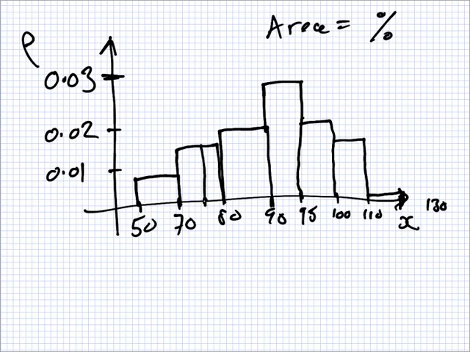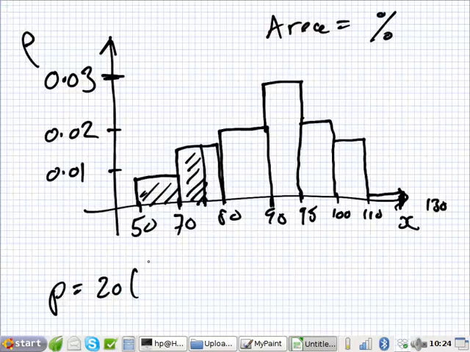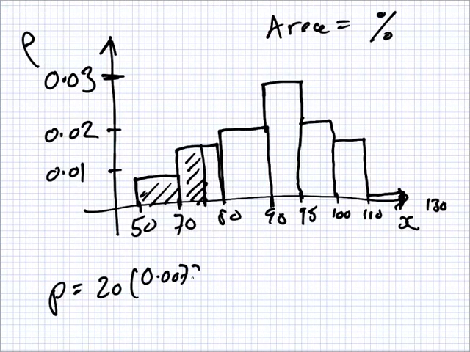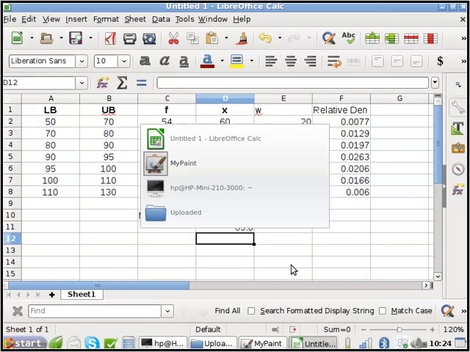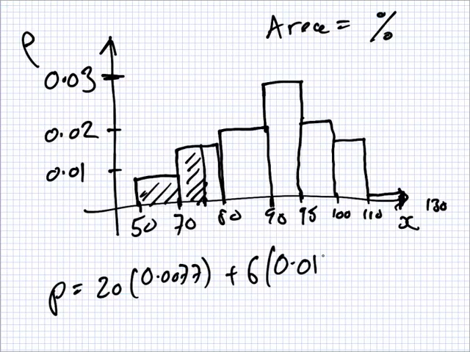So let's get the percentage by calculating the area. So the percentage will be, what's the base of this first rectangle? 20. And the height is 0.0077. And then the base of the next rectangle? 5. Is it 5? It's 6. It's 76 minutes. And the height? 0.0129. This is 6. 76 is here.